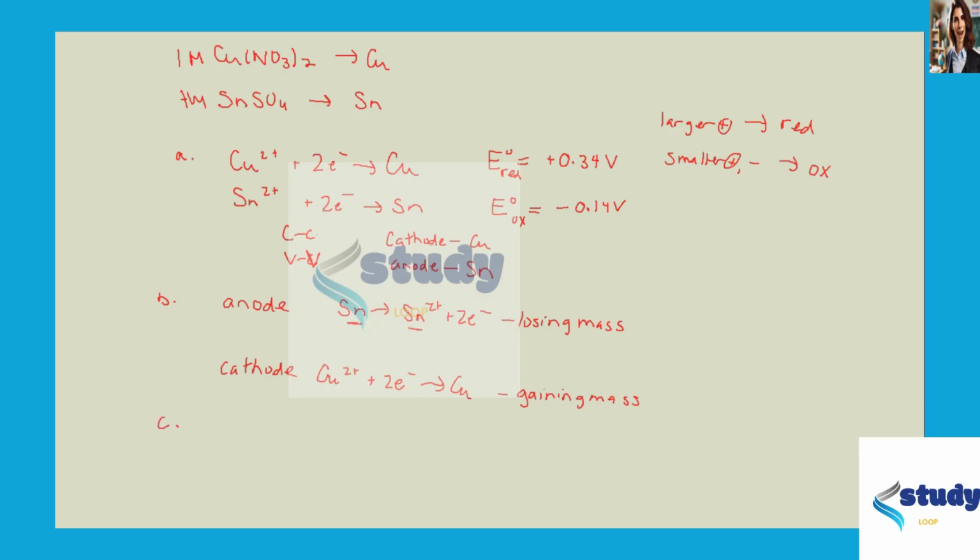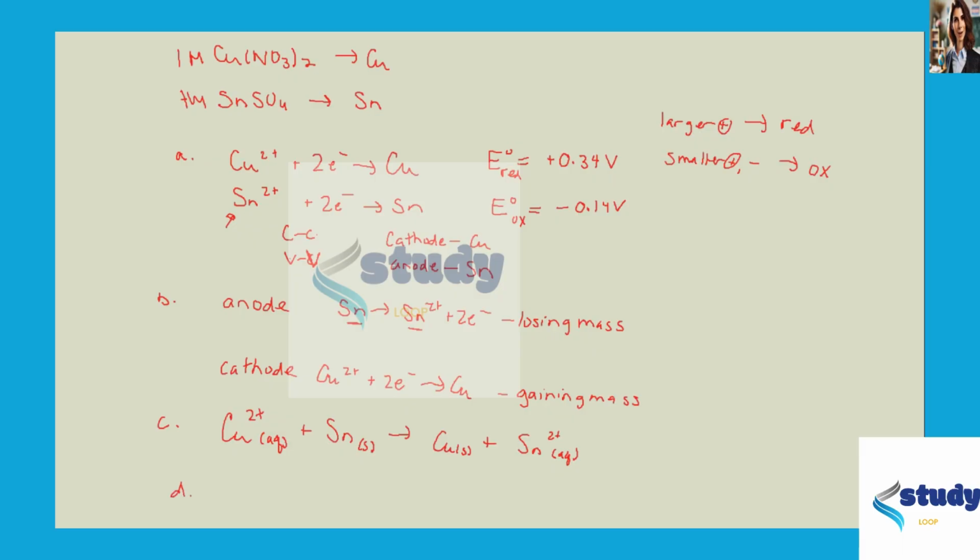All right, in part C, we want the overall equation. So we are just adding these together, remembering to flip the tin reaction because it's going to be oxidation. So we have Cu2+ in aqueous solution, plus Sn, our electrode, so that is a solid, yields Cu solid plus Sn2+. And it is balanced as written.